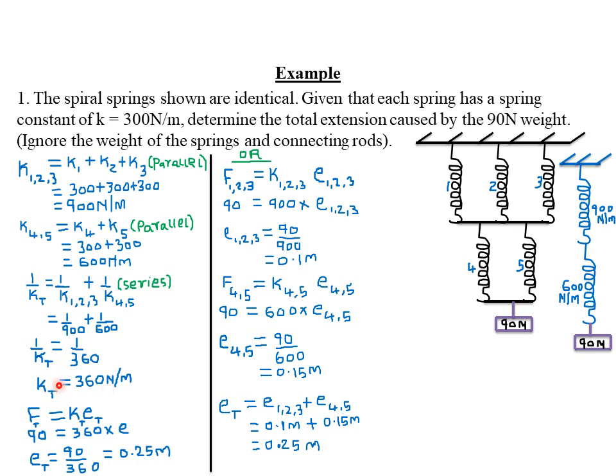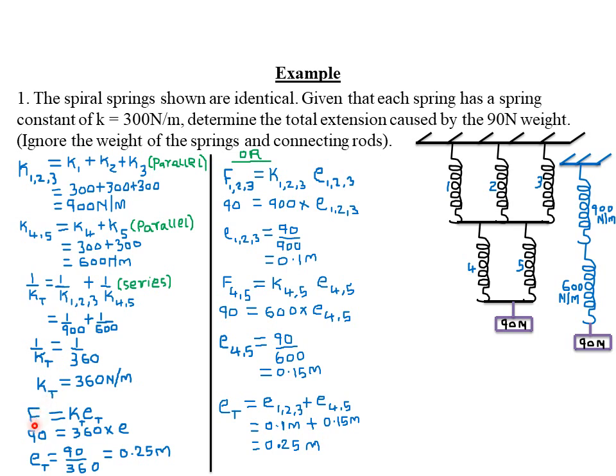So after having found the K total, we know from Hooke's law that F total should be equal to K total times E total. That is, the total force or the total weight acting on the spring must be equal to the product of the total spring constant and the total extension. Then we are told that the total weight acting on the system is 900 Newton.